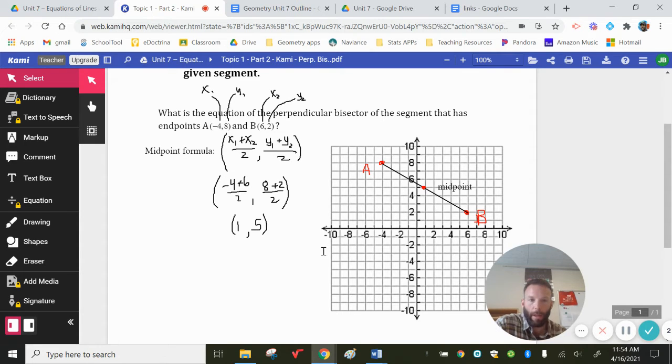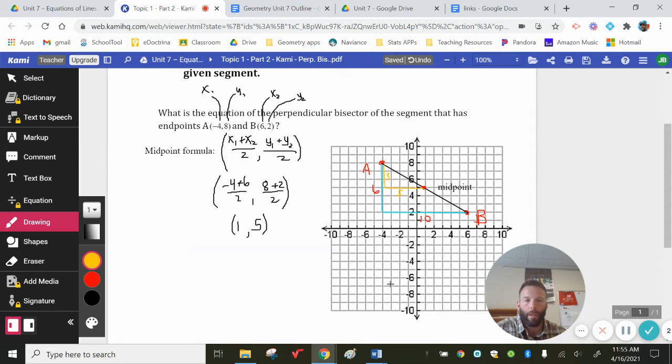The midpoint formula always works, but there's an easier way when you're looking at a graph. The other way I can find the midpoint of two endpoints is to just count. To get from point A to point B, I had to go down 6 units and to the right 10 units. Midpoint means middle, or half of that. So if I go down 3 and right 5, that point is (1, 5). That point must be the midpoint.